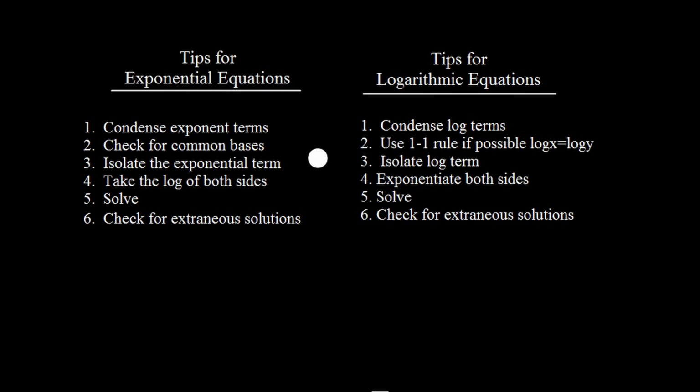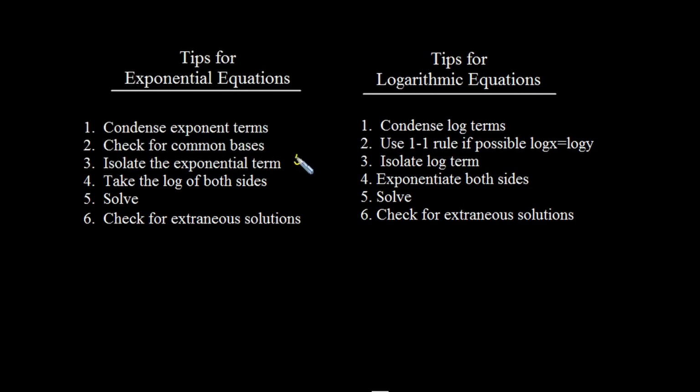Then, we want to check for common bases so that we can use the common base rule. So we can rewrite things like 5 to the x is equal to 125. We can write the right-hand side as 5 to the third power and do something simple and avoid the use of the calculator. And then the third tip there is we want to isolate the exponential term after we've checked these first two things off the list.